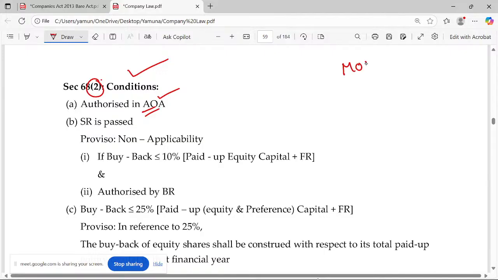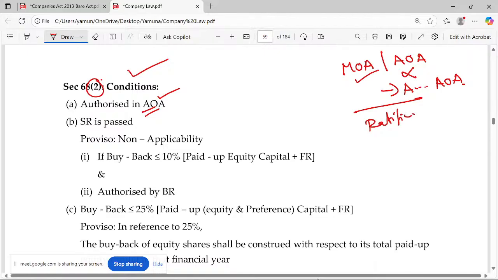It's there in the MOA. See, I'm going for general content. It's there in the MOA, but it's not there in the AOA. What do you do? You amend the AOA. There is something called ratification. You know what ratification is? Some unauthorized act is done, and that act needs to be accepted now. If accepted, the act is ratified.